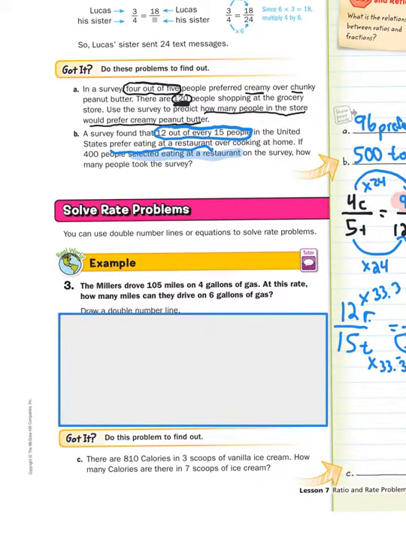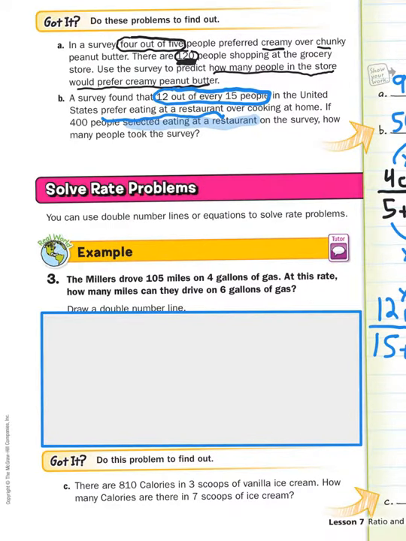Okay. So this problem says the Millers drove 105 miles on 4 gallons of gas. At this rate, how many miles can they drive on 6 gallons of gas? So I'm going to start by writing the rate I know. So they drove 105 miles, always label it, even if it's just a letter or two, on 4 gallons of gas, 4G. And it says at this rate, how many miles can they drive on 6 gallons of gas? So that 6 gallons has to be on the bottom. And we are going to figure out how many miles right there. That's going to be our answer.